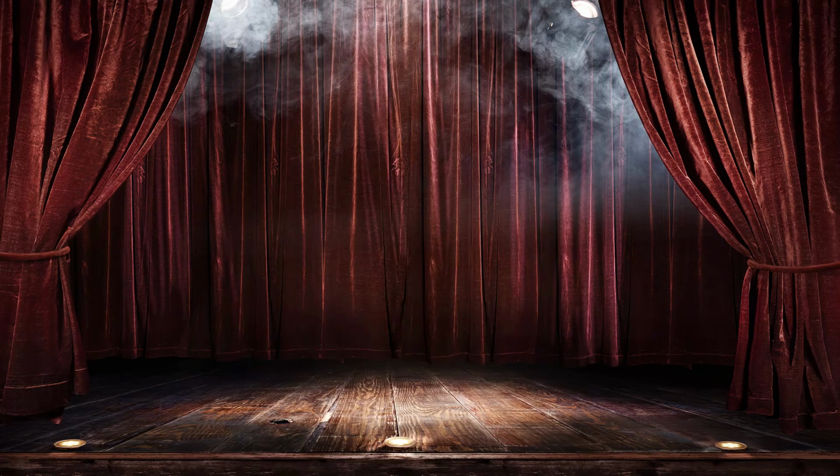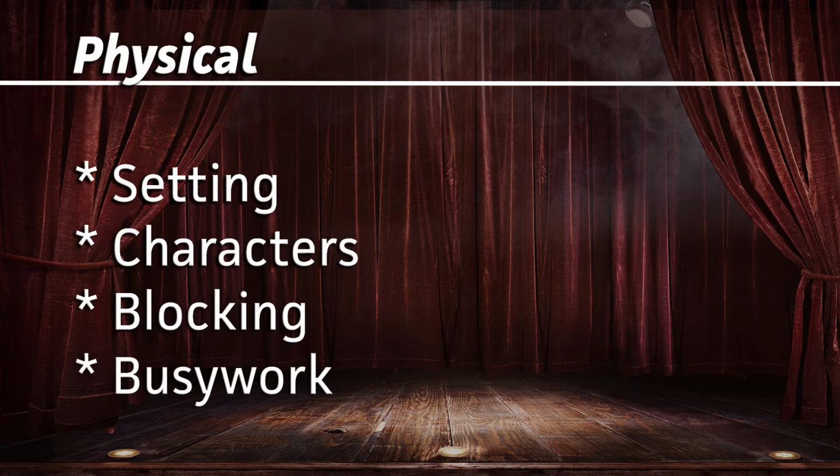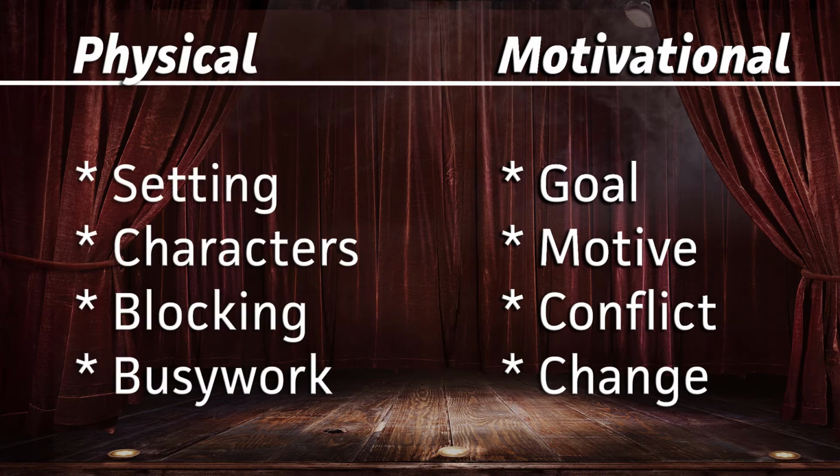I actually find it very helpful to imagine that I am setting a stage production when I'm doing my scenes, because it helps me remember the important elements. What are the elements of a scene? Well, first of all, you can divide them into two categories. You have the physical or outward elements of the scene, and you have the motivational or internal elements of the scene. They're equally important to create a dynamic scene.